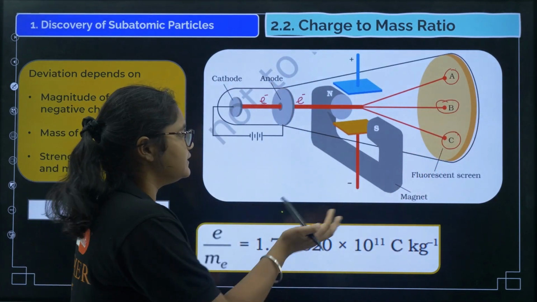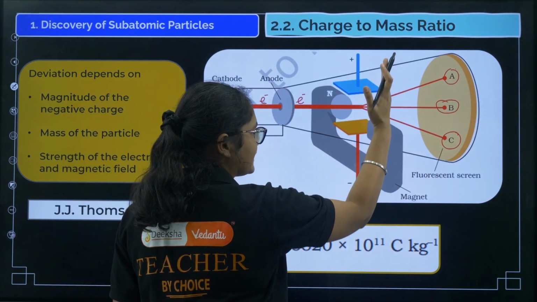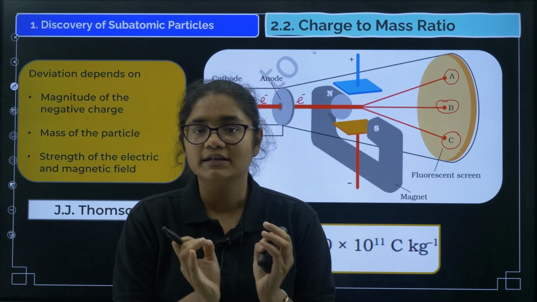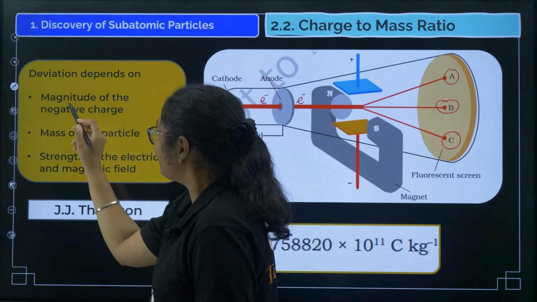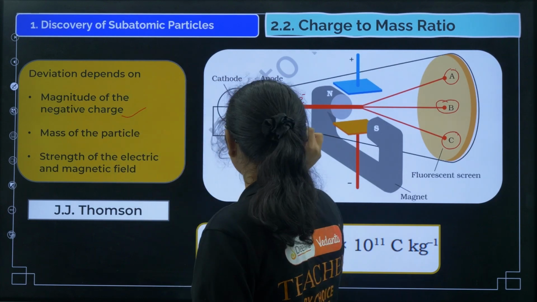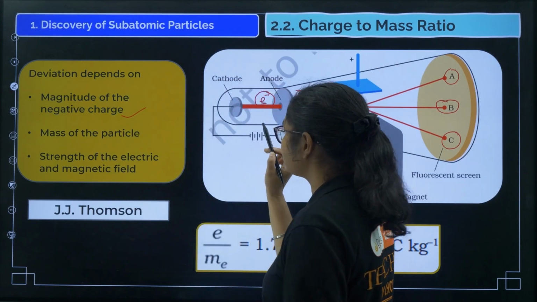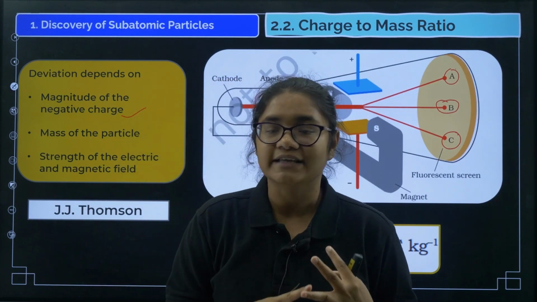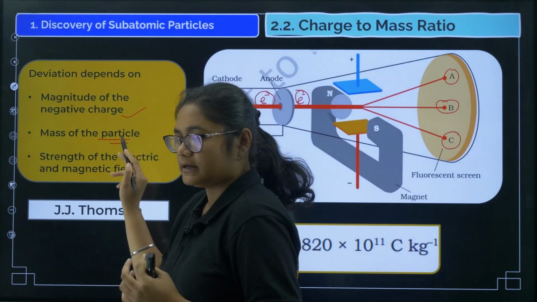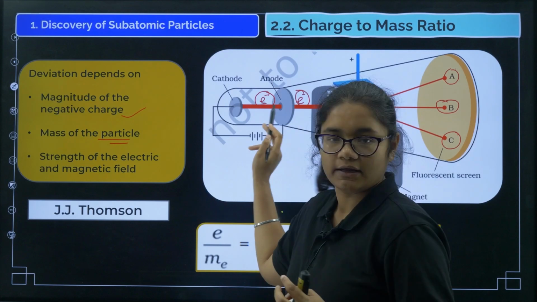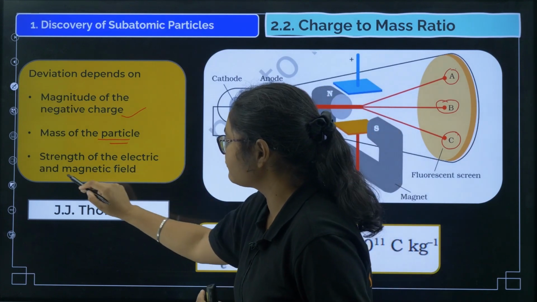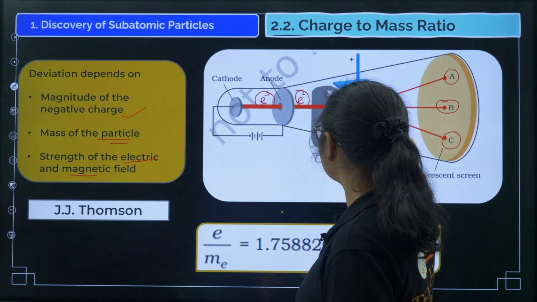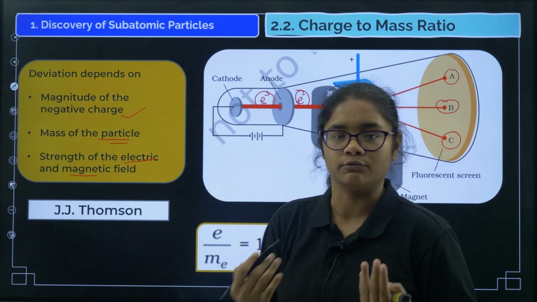Now, how much angle it will deviate depends on three important factors. What are these three important factors? First, the magnitude of the negative charge. What is the magnitude of this negative charge is the first thing on which the deviation depends. Second, the mass of the particle. What is the mass of this particle? Third, the strength of the electric and magnetic field that you are providing.